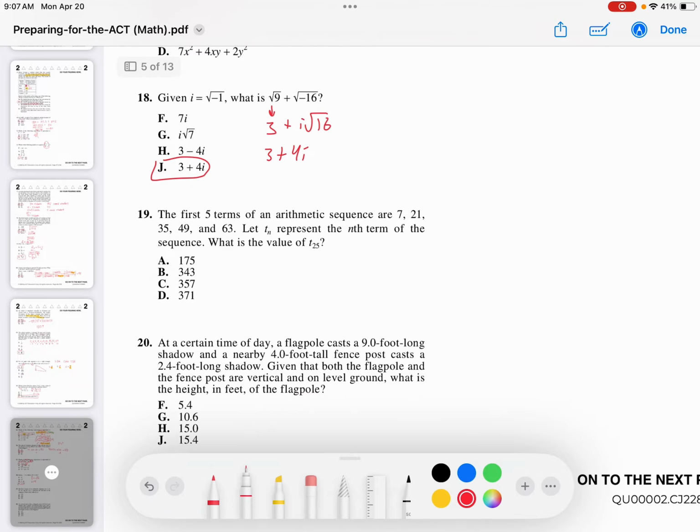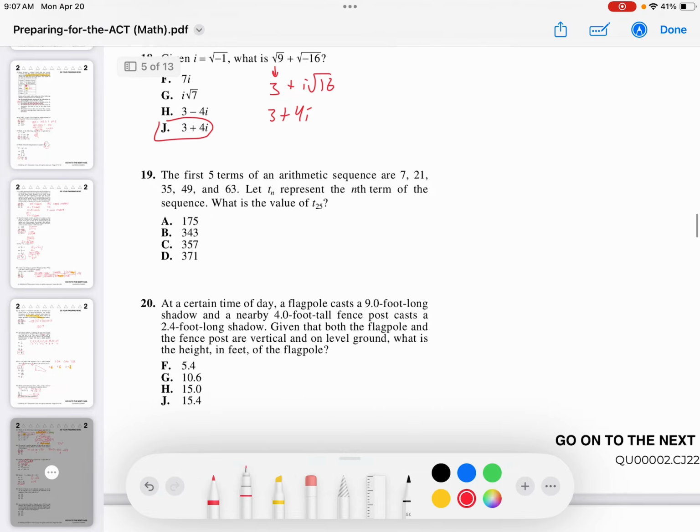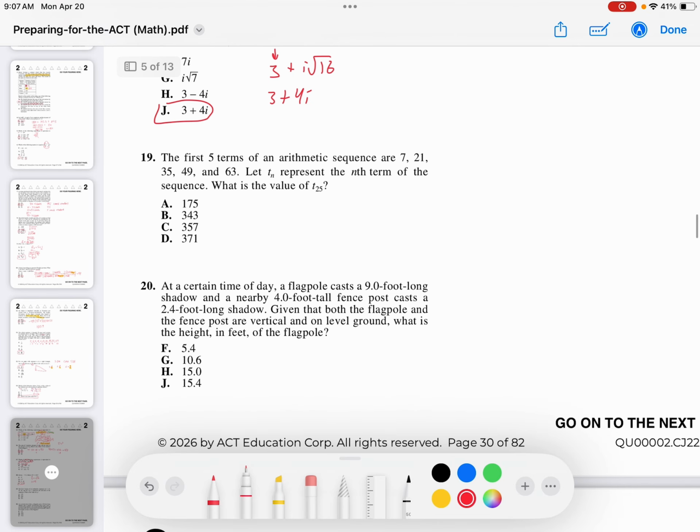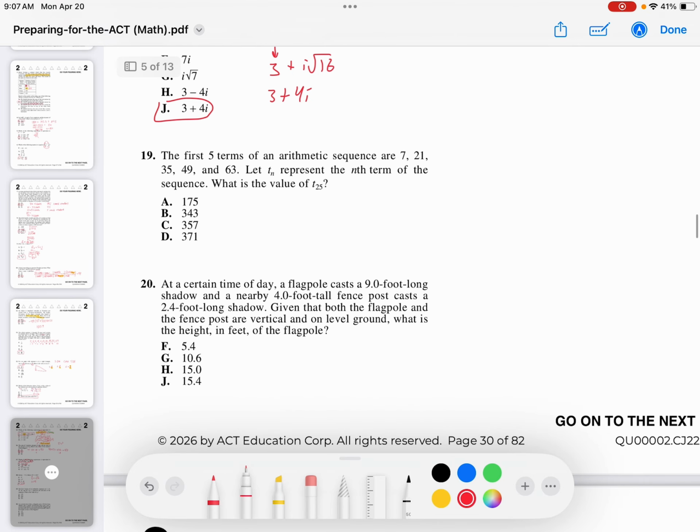The first 5 terms of an arithmetic sequence are 7, 21, 35, 49, and 63. The nth term of the sequence, what is the value of t25? Let's see, from here to here, it looks like we're either multiplying by 3 or adding 14, but for the next one, yep, it looks like we're adding 14. So we're going to be adding 14 for every next term, but we start with 7.